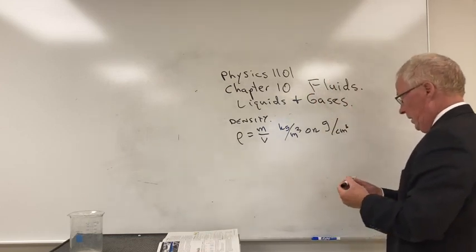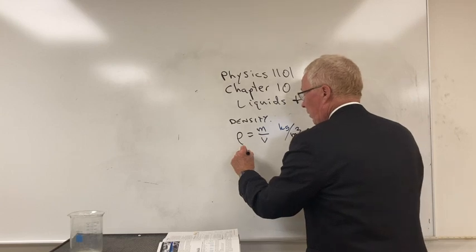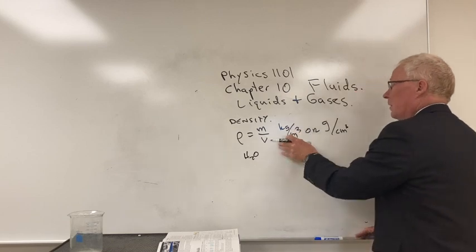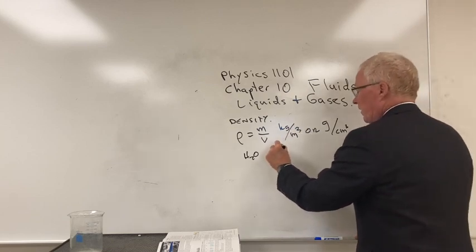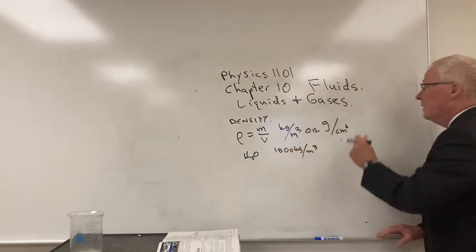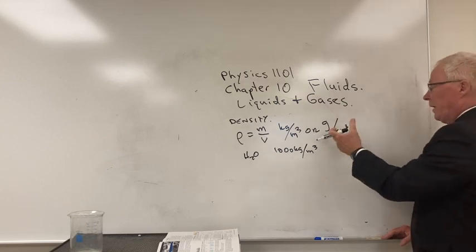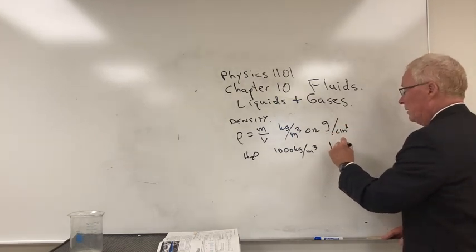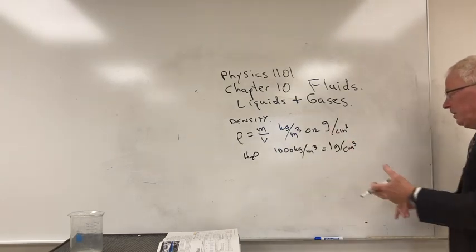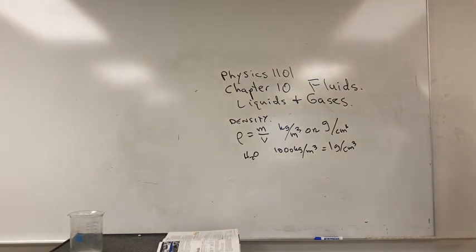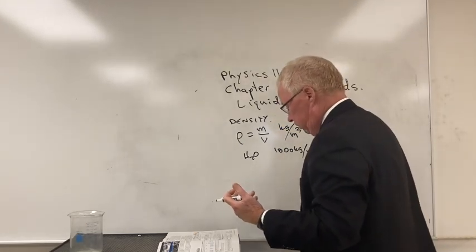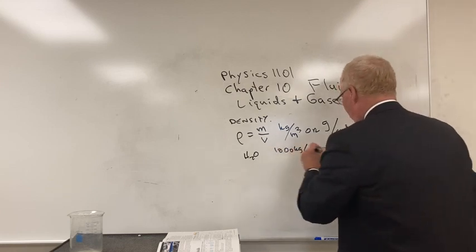All right, so we're going to be using more commonly water, H2O, and the density of water in SI units is 1,000 kilograms per cubic meter. In CGS units, gram centimeter seconds, it's 1 gram per cubic centimeter. So these are interchangeable, just the units are different as far as that's concerned.